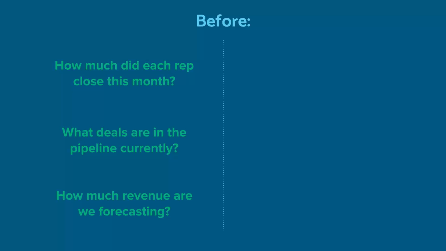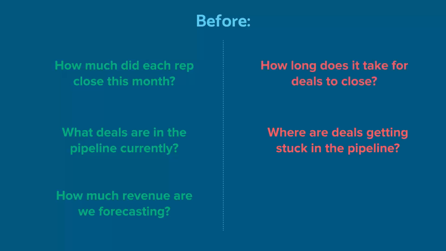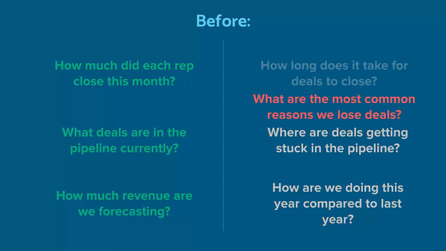The problem was, while these questions were quick and easy for Mel to answer, these were not the only questions Mel was getting, and more often, she wasn't even getting these questions. She was getting asked a lot more questions than just these. She was getting asked questions like, how long does it take for deals to close on average? Where are deals getting stuck in our pipeline? How are we doing this year compared to this time last year?